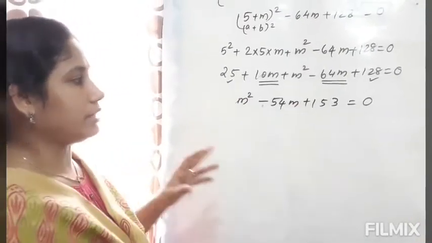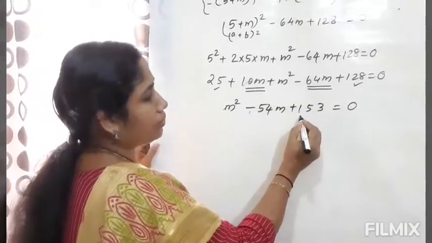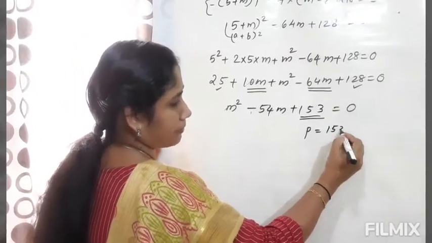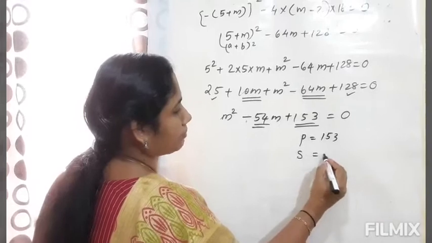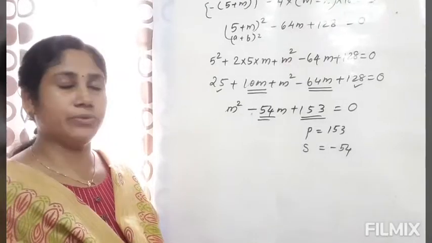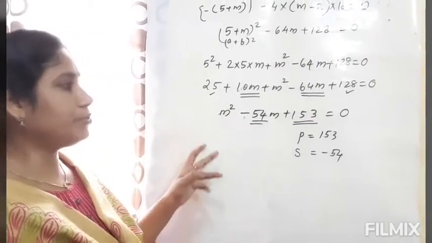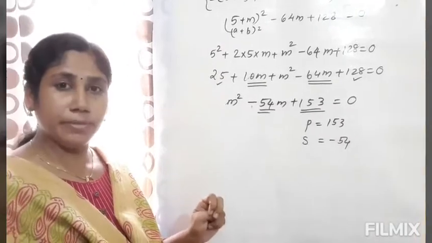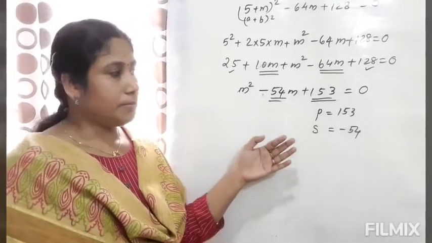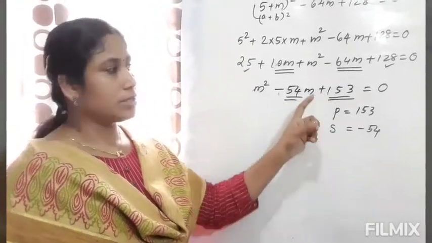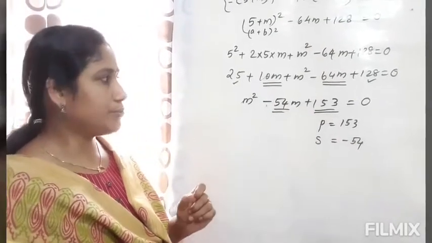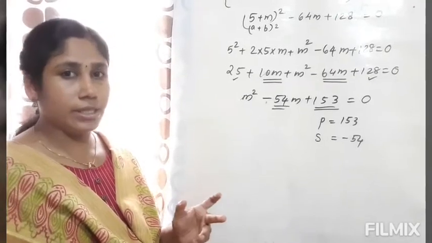Anyhow, you just think, can you find out two numbers so that we get the product as 153 and sum of the numbers as minus 54. Can you find out two numbers? Then we can easily factorize this and find out the value of m. This is a quadratic equation in m. So we have to solve and find out. That method we will discuss in detail. But now you just find out two numbers. Their product is 153 and sum is minus 54. It is easy to find the numbers. Which are they? Yes.